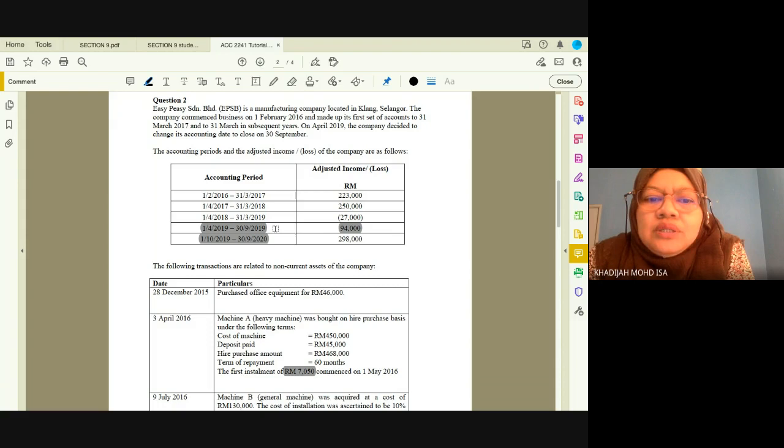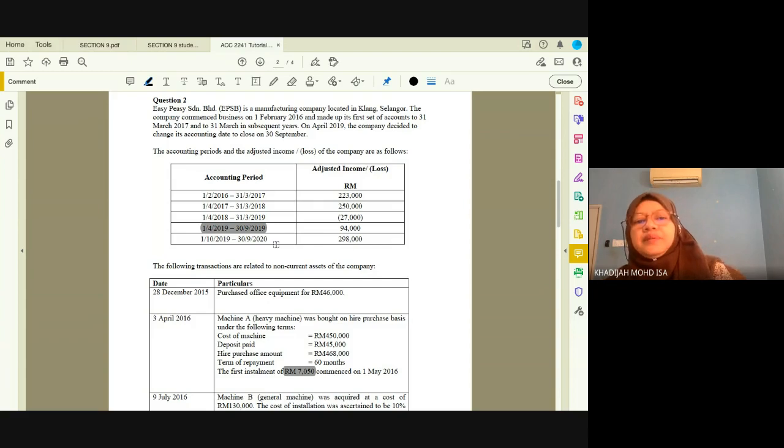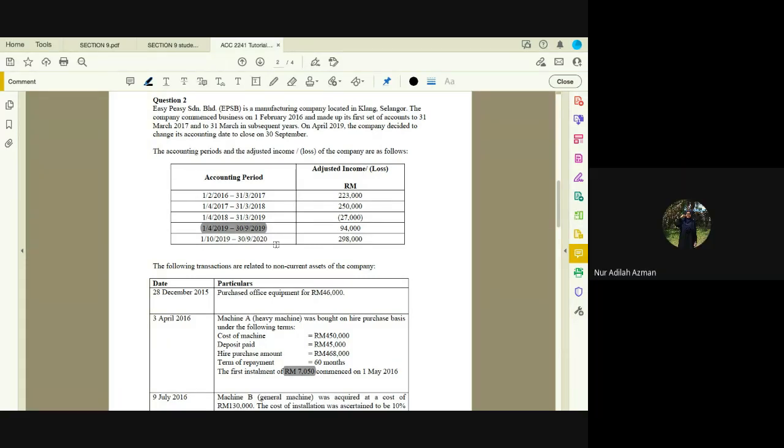You change from March to September. So the new accounts here are prepared for more or less than 12 months. What's the rule? Change of accounting year end. Are you all looking at this? The new accounting period is less or more than 12 months. Less than or more than 12. We have two answers here.